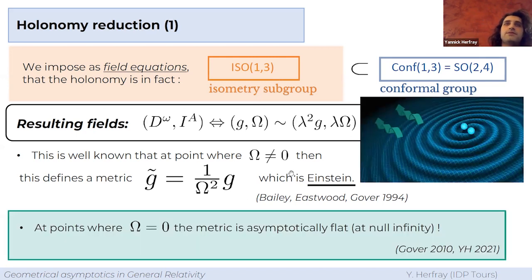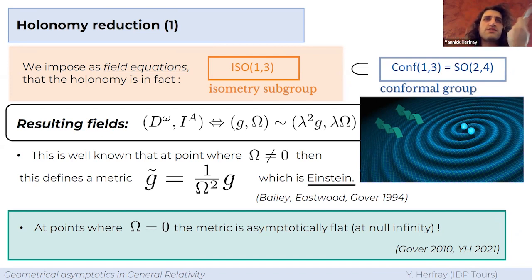But you get more than this. You also get that at points where omega equals zero, you have a boundary, and this boundary is automatically a boundary for an asymptotically flat spacetime. This has been done for non-zero cosmological constants by Rod Gover some years ago, and I worked out the details in the lambda equals zero case.